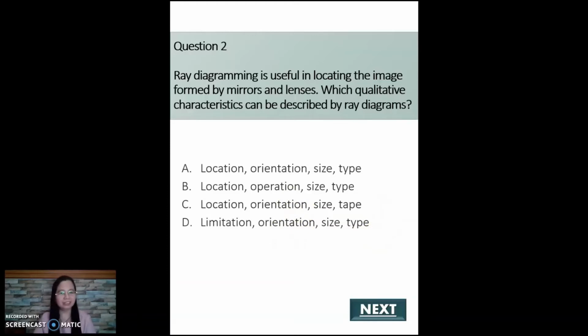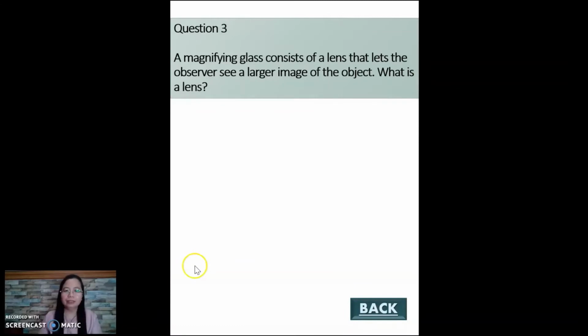Okay, think of the answer. Do you have an answer? Okay, so now let's find out which one is the correct answer. It's letter A, location, orientation, size, and the type of image. So now for the last question, question 3.